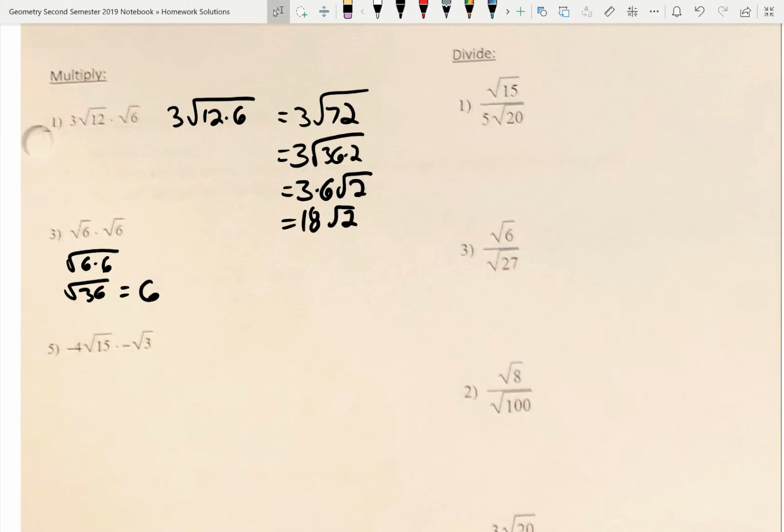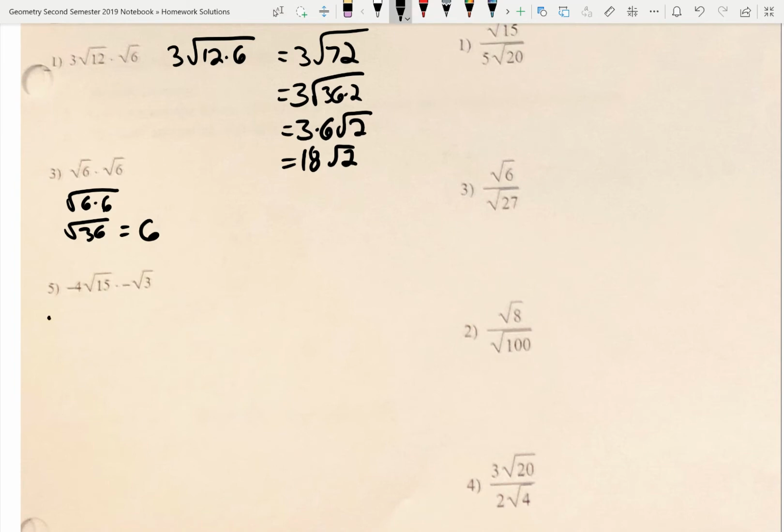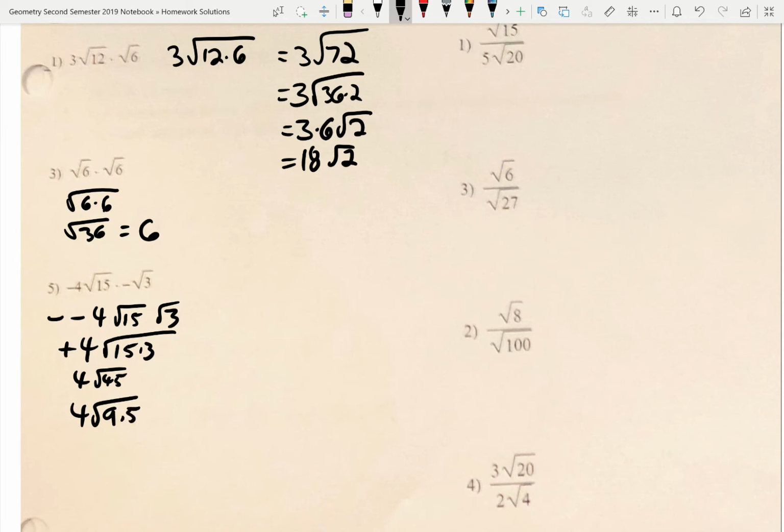Number 5. Well, we have two negatives, right? So you have a negative of a negative, 4 root 15 root 3. Negative negative becomes a positive 4. And then we got 15 times 3. So that's 4 root 45. Now what perfect square goes into 45? 4, no, 9, 16, 25, 9. 9 goes into that, and 9 times 5 is 45. So that's going to be 4 times 3 root 5, or 12 root 5. And you're done with that one.